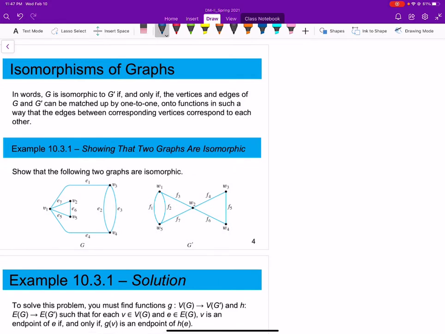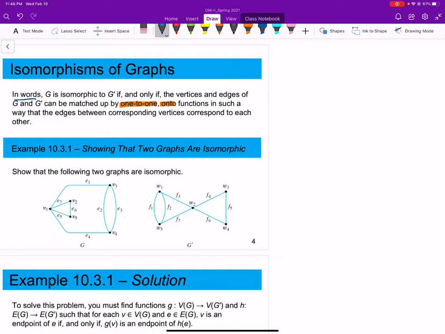In words, G is isomorphic to G prime if and only if the vertices and edges of G and G prime can be matched up by a one-to-one onto function in such a way that the edges between the corresponding vertices correspond to each other. All right. So first of all, we have to understand what one-to-one functions and onto functions are. You learn this in discrete math 1.